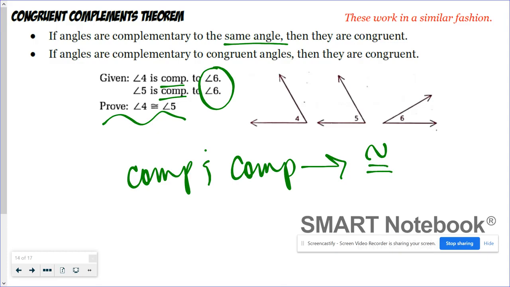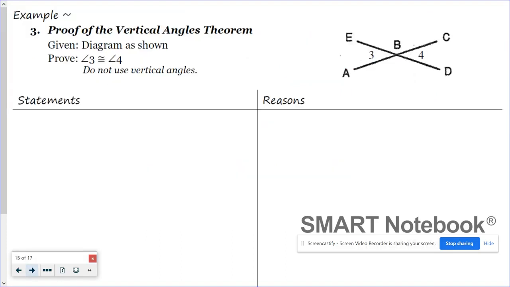So let's see these theorems in action. In fact, let's use one of these theorems to prove that vertical angles are congruent. Now, we know this. We've used this theorem a lot. We used it in algebra problems, but we also used it in our congruent triangle proofs. So it's been used a lot, but we've never proven it.